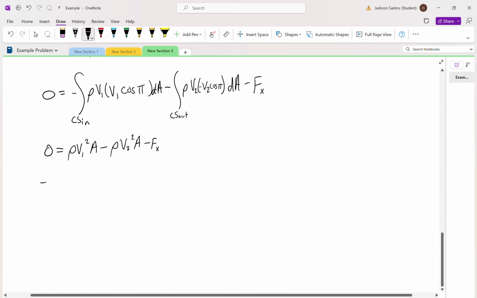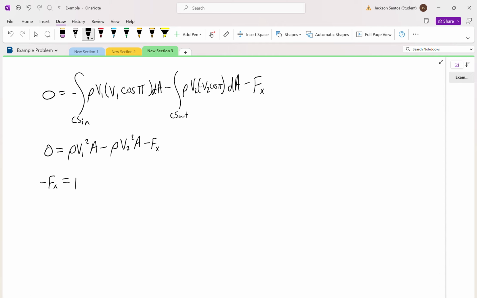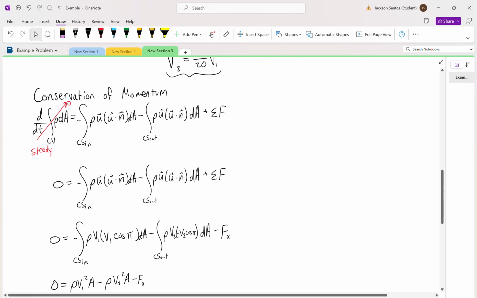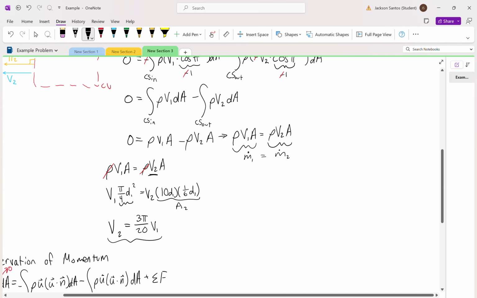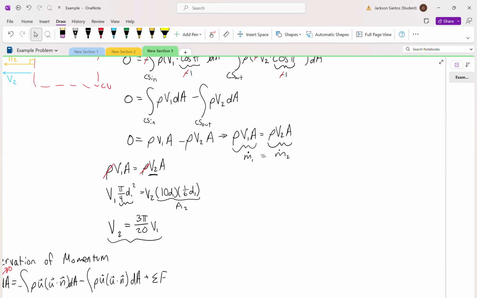So just rearranging this equation, I'm going to get negative f of x equals density v2 a v2. You'll see why I'm doing this in a second, minus density v1 a v1. So again, something that we can see here is that this term here and this term here is our mass flow rate. I'm not bothering writing 1 or 2 because we know that the mass flow rates are equal, as we proved earlier in our conservation of mass formula.